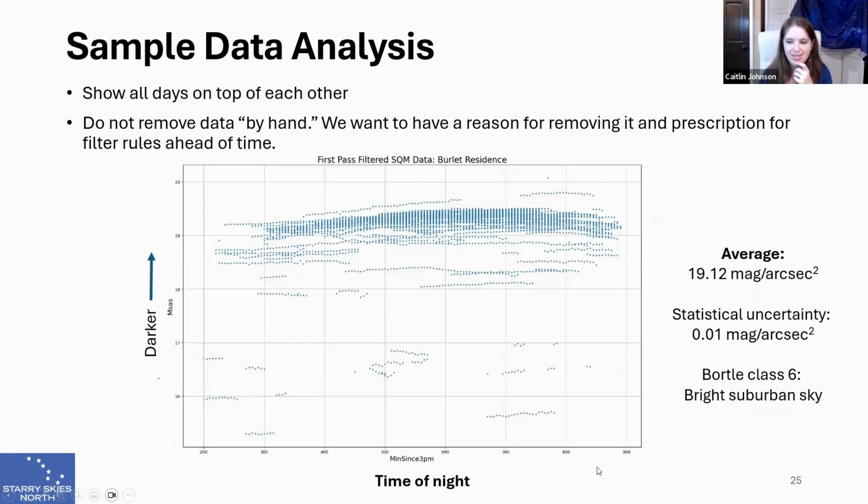This axis here shows the time of night. So on this side it's sunset, and this side is sunrise. And then we have that same magnitudes per square arc second, where up here is darker and down here is brighter. Each one of these data points is one of those good filtered data, so good quality. And what you can see here is that throughout the night, it's about 19.12 magnitudes per square arc second, on average.